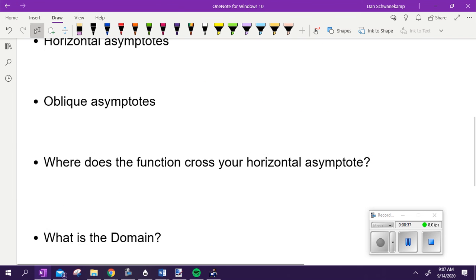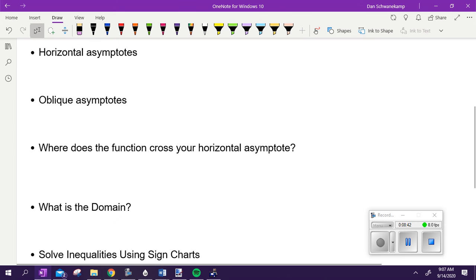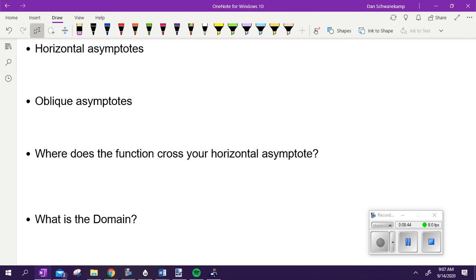Let's do the next 4. Same idea. Go back and forth with your neighbor. Try to describe these 4 things and how you find them. Go. Trying to slow down.